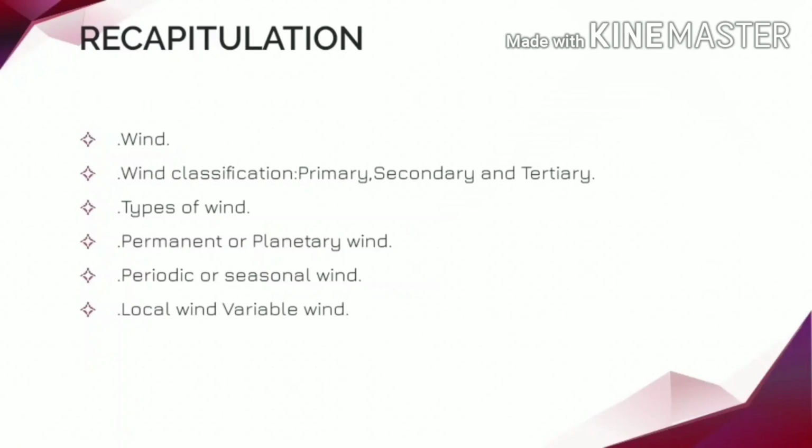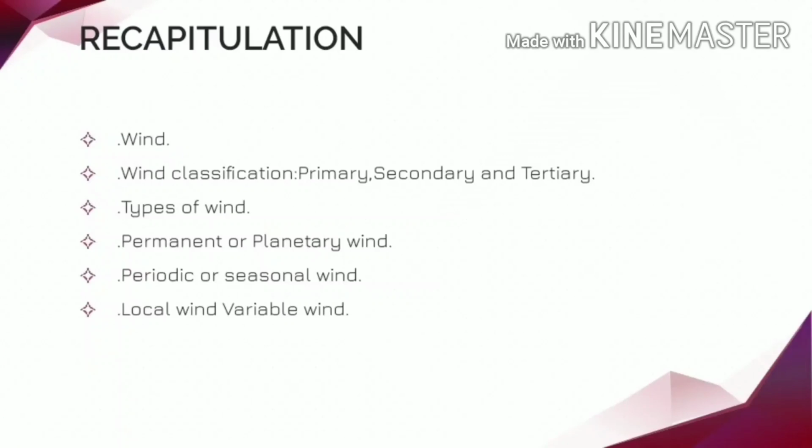We had also dealt with the wind. So what exactly is wind? It is just the horizontal movement of the air. When the horizontal movement of the air takes place, that is known as the wind. Wind movement can also be classified into primary circulation, secondary circulation and tertiary circulation.